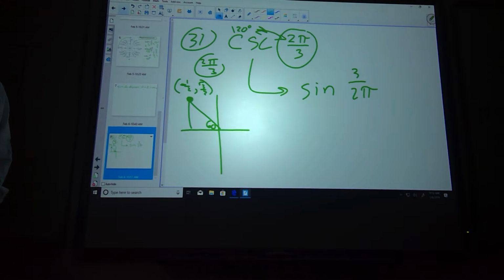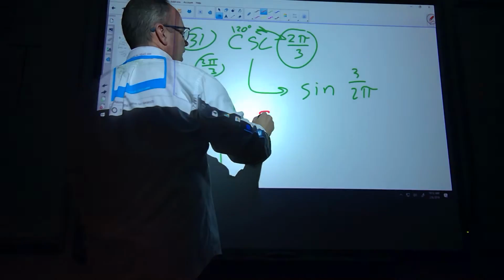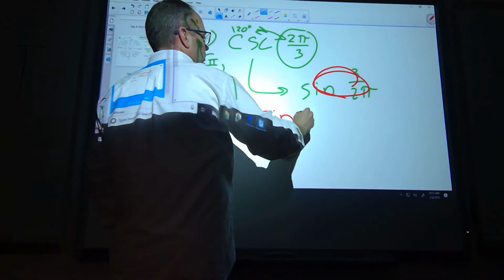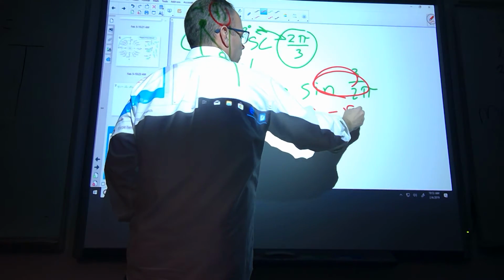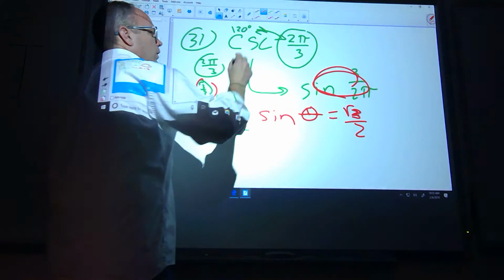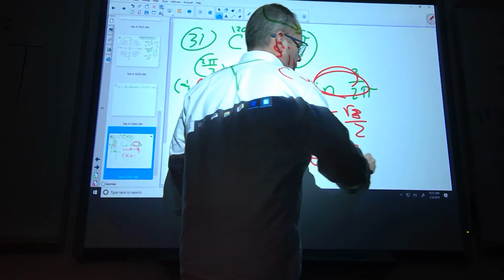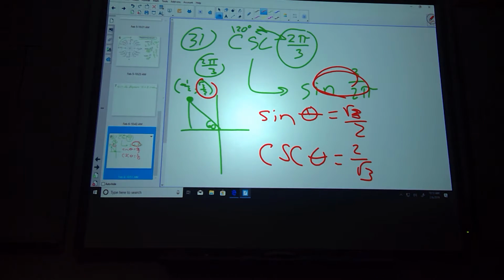All right, so sine goes with y, right? So my y value is this. So the sine, I don't want that. The sine of the angle that they wanted is going to be root 3 over 2. So the cosecant of the angle is just going to be 2 over root 3, and that's what I need.